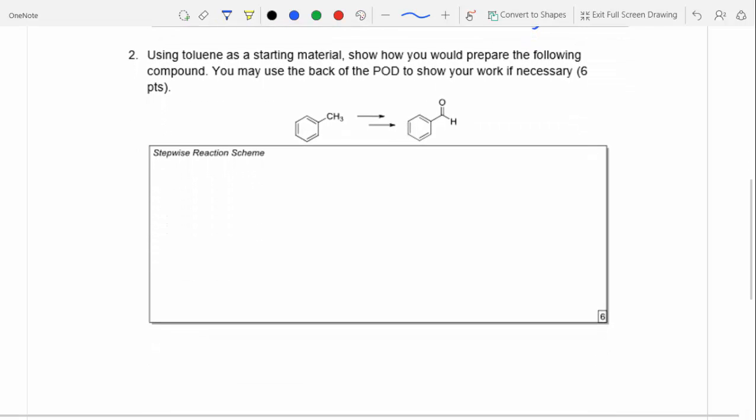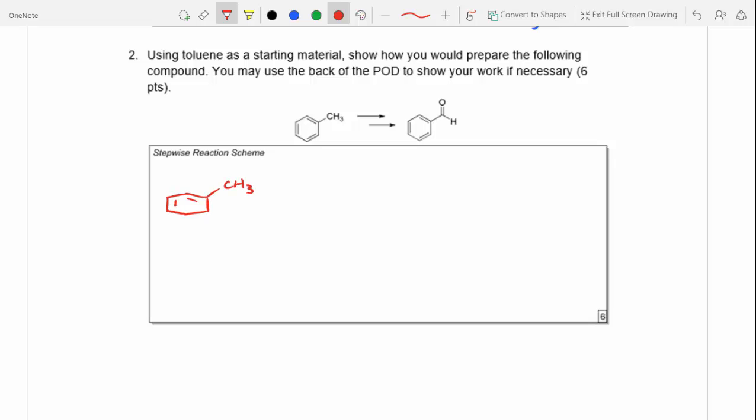Question 2 is looking at synthesis. We're trying to get our thinking brains back on with synthesis problems. There's a couple different routes. Does anybody have a recommendation for step 1? Radical bromination. All right. NBS, we can use UV or heat. Somebody said, does it matter? No, you just need to initiate it using some energy source.